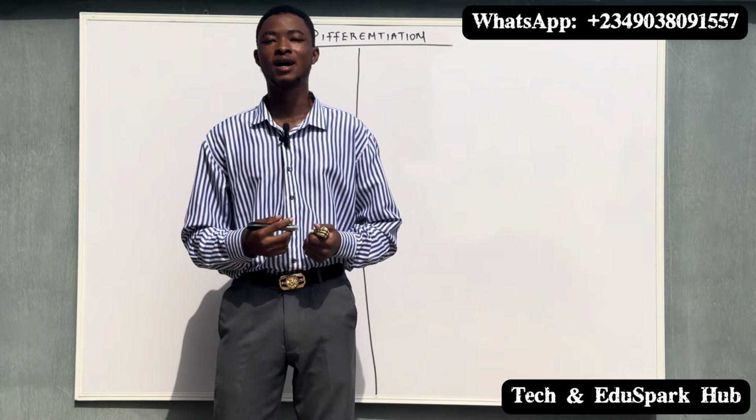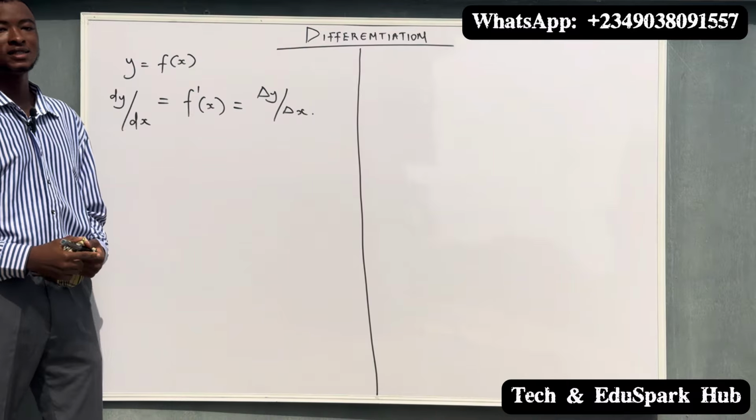When they give you a function as seen on the board, you can see we have a variable, which is y equals the function of x. So we can say the change in y with respect to x is given as what? dy over dx, or is given as f prime of what? x. And also it can be given as change in y over change in x. So this is a way you can express differentiation.